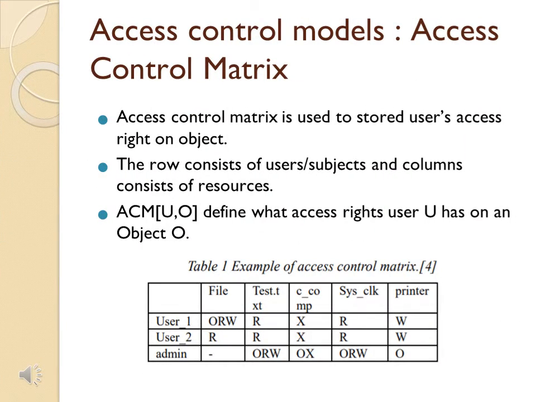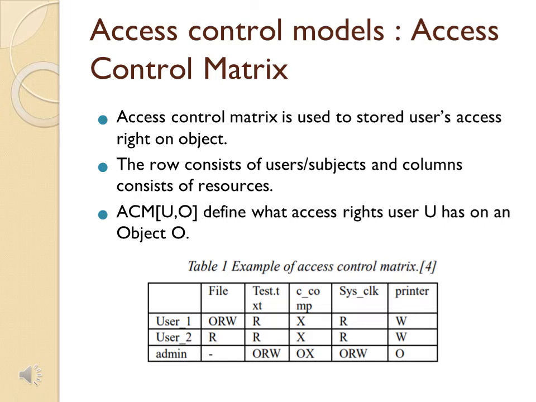Access control matrix. What is an access control matrix? It is a data structure used to store access rights of each user on an object. Who can access what? This kind of information is extracted and stored in a data structure called ACM, that is access control matrix. User subject groups are represented as rows while the resources are represented as columns. ACM U defines what access right user U has for an object O.